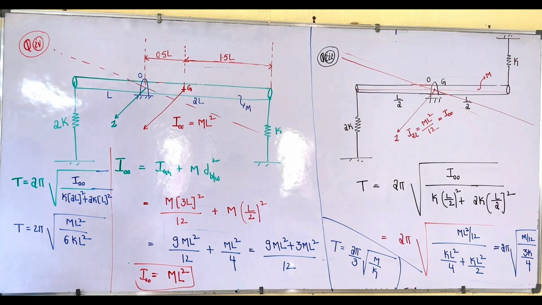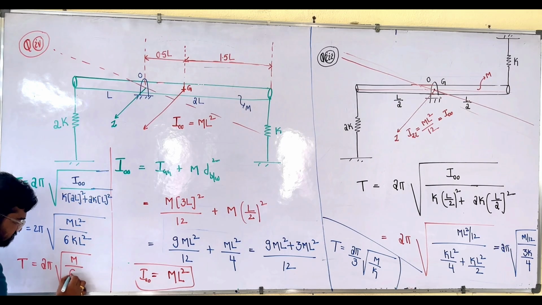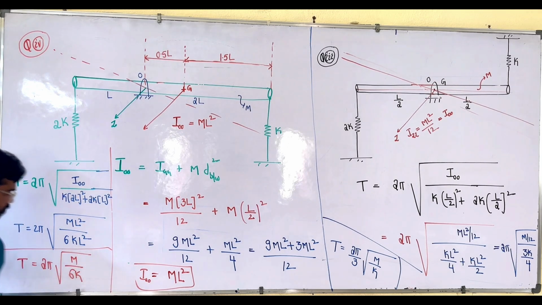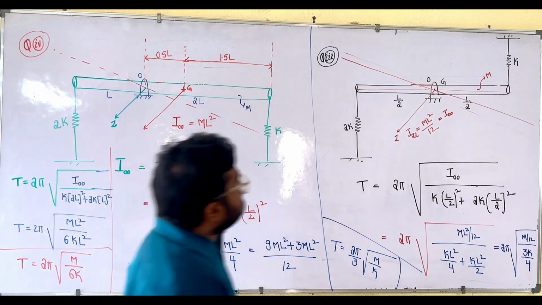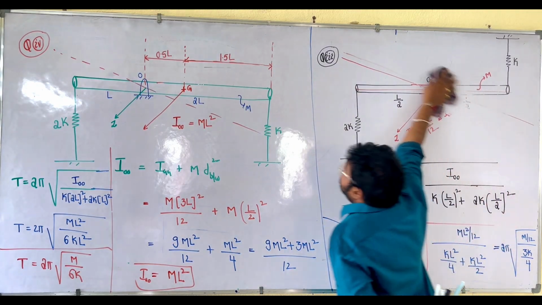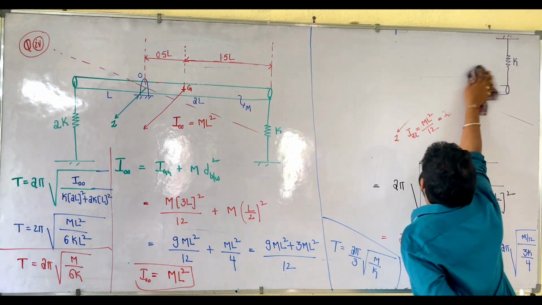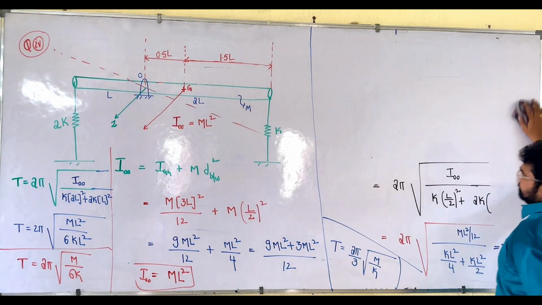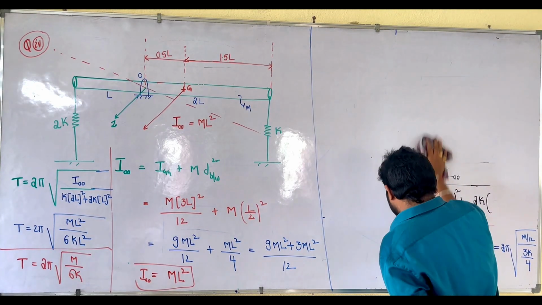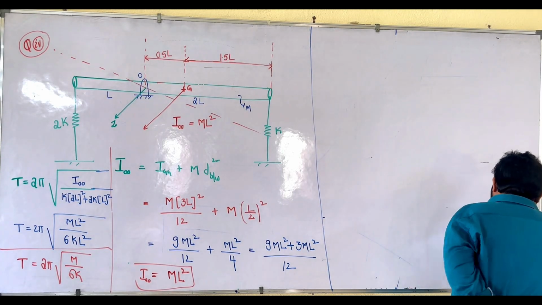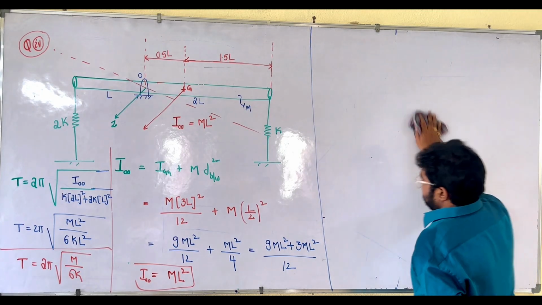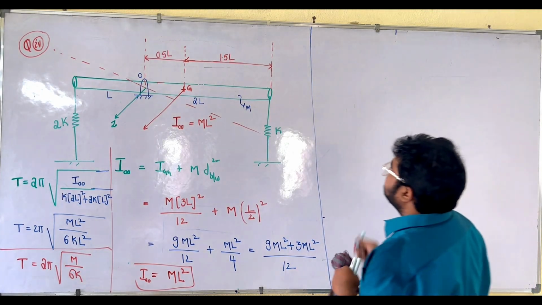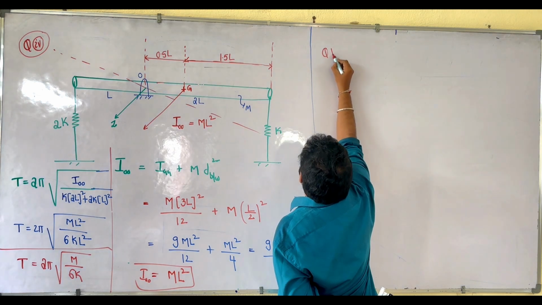Understood or not? So what is the final answer to this question? 2 pi square root of m by 6k. Next question. Question number 5.